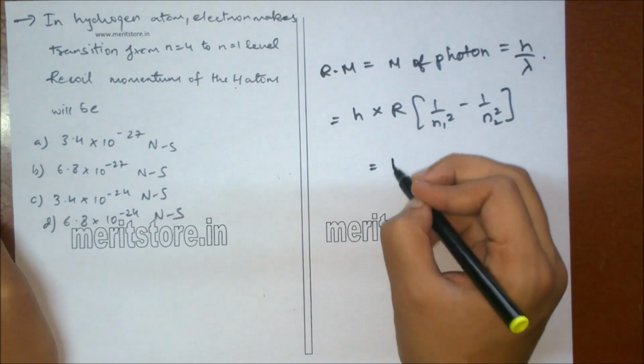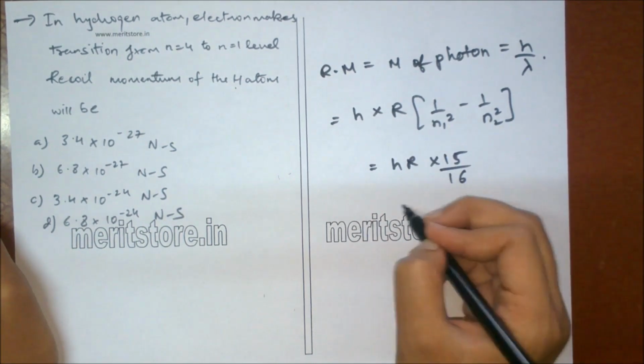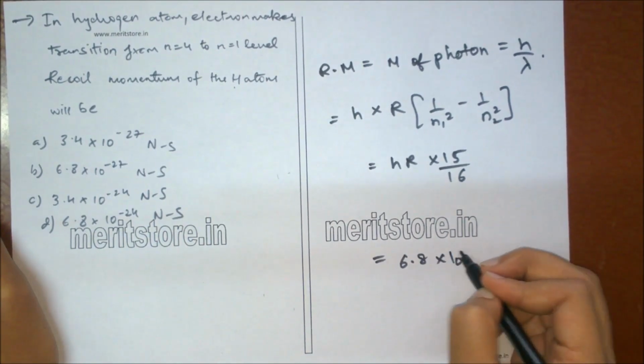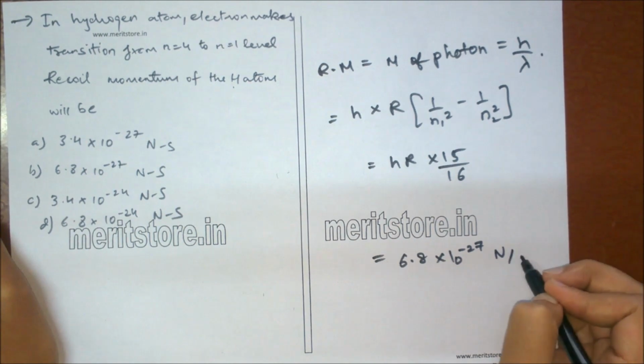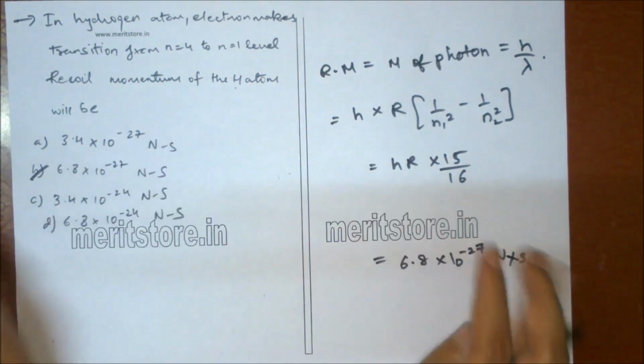On substituting the values, we get h into 15 upon 16, and on solving this, we get 6.8 into 10 raised to minus 27 N into s. So option B is the correct answer.